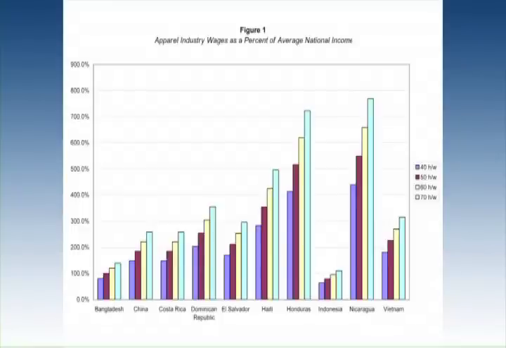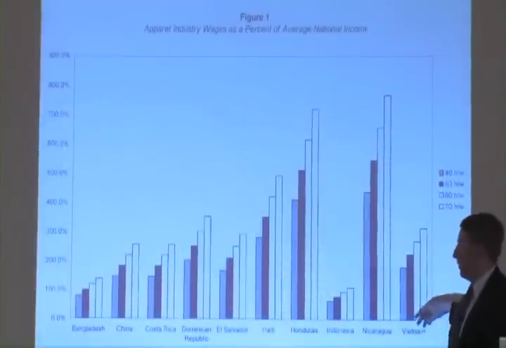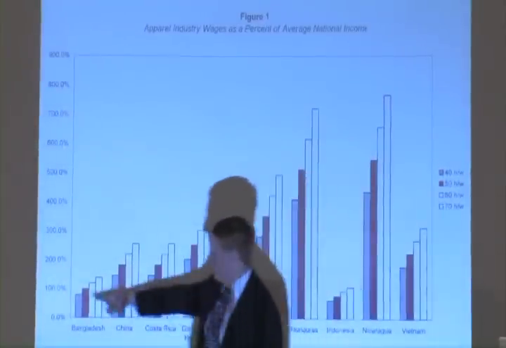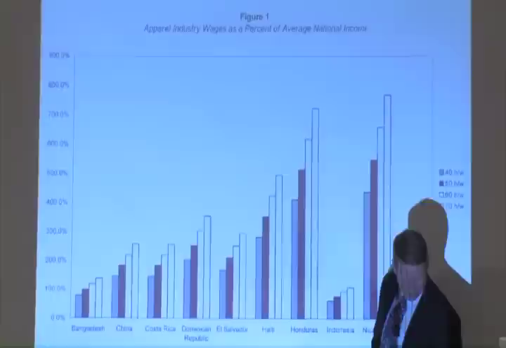So we multiply those hourly wages out and we compare it to average national income in these countries. The lines don't come through here really well, but you can see where 100% is. If you drew a straight line across, oops, got to be careful here.